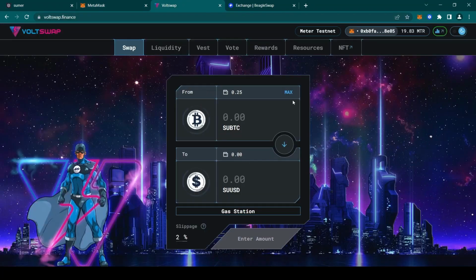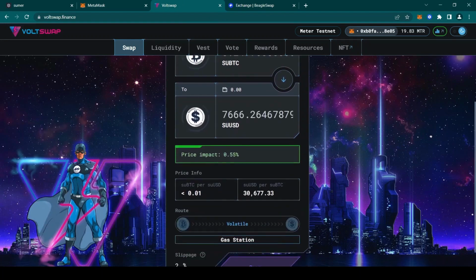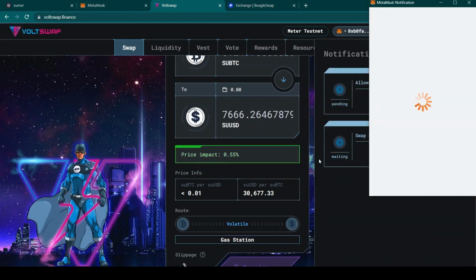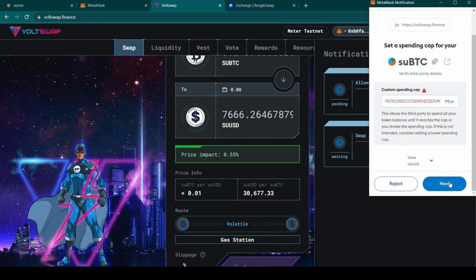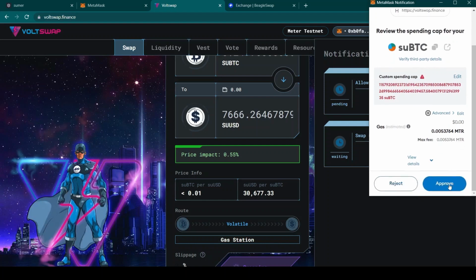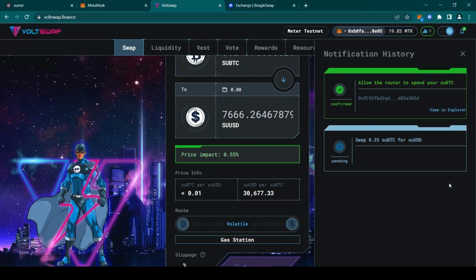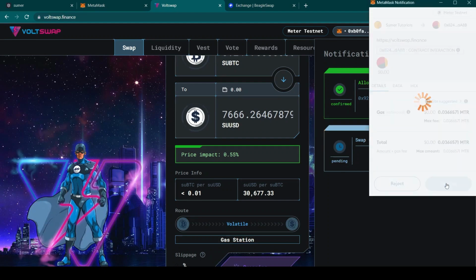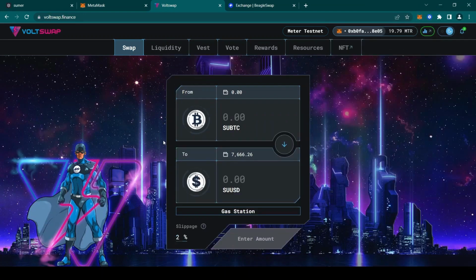By swapping SuBTC into SuUSD at the price premium on VoltSwap.finance, we will be gearing up to leverage the price discount for SuBTC available on Base Testnet. For the approval transaction, we will use the default spending cap. Confirmation on the second transaction will swap the available SuBTC into SuUSD.